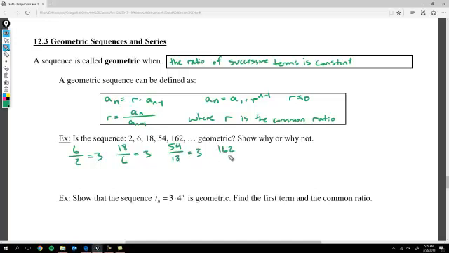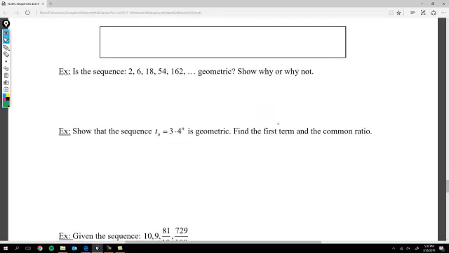And if I take 162 and divide it by 54, I should get the same thing again, which I do every time. So this implies that if I take a number and divide it by the number that came right before it, I get 3 every time, which does mean that this is geometric, which means that my common ratio is 3 and my first term is 2. Remember, it's always good to know what your first term is, because that tells you more information about the sequence.